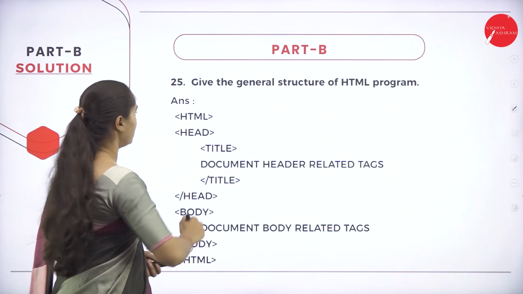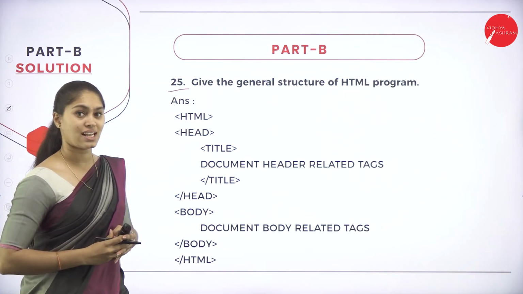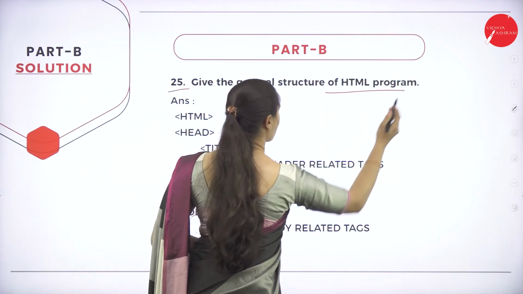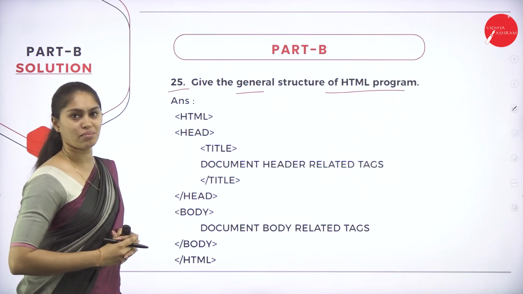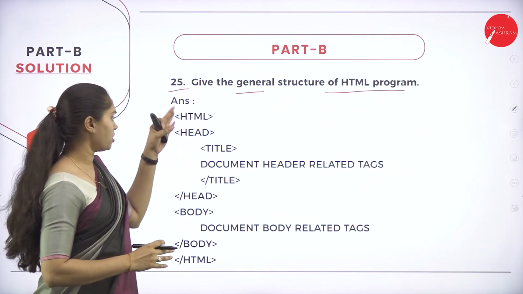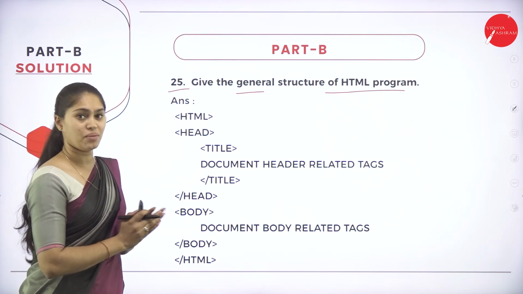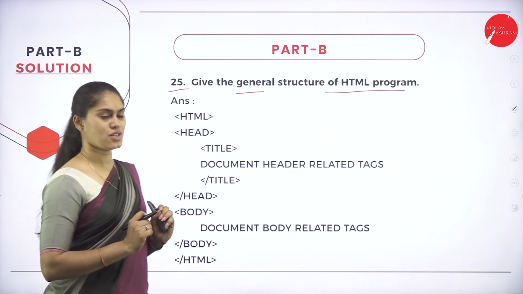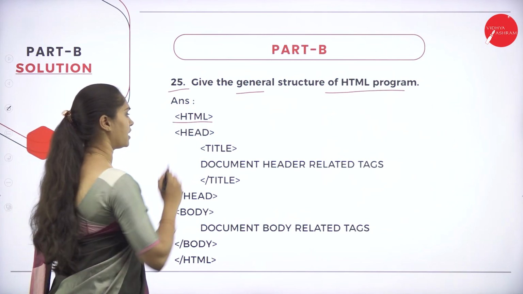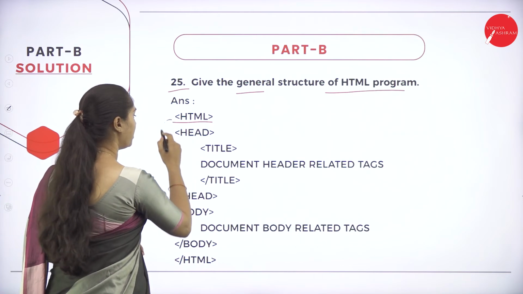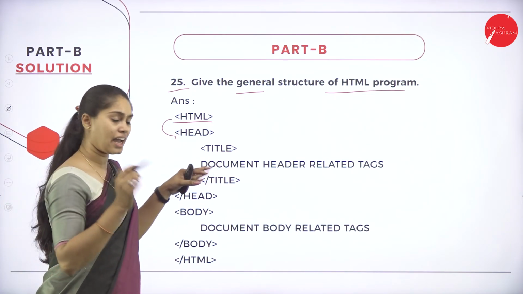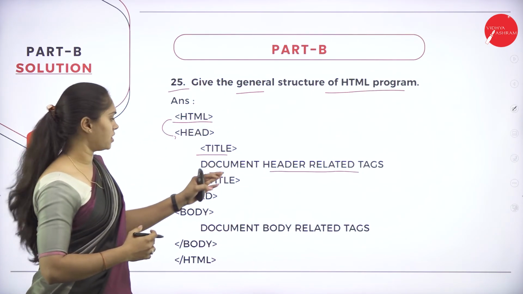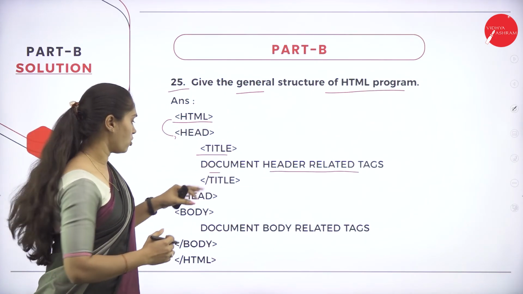We'll see the next question, question number 25, and this is the last question in part B. Give the general structure of an HTML program. How does the HTML program look? You have to write a complete structure. We have to mention the tags between angular brackets. So what is the first tag? That is HTML. Within the HTML we have a head. Within the head I have to write a title, so that document header related text will be written in this title, and I need to close this title.